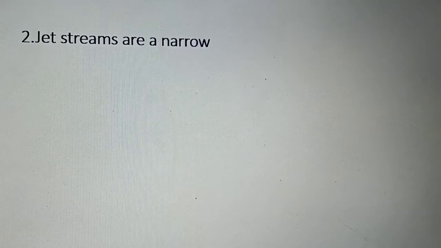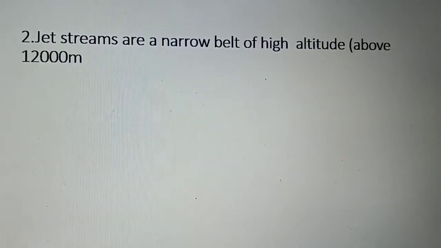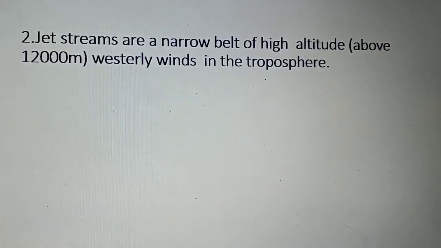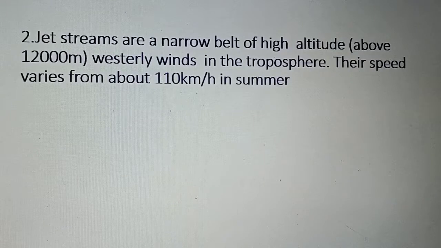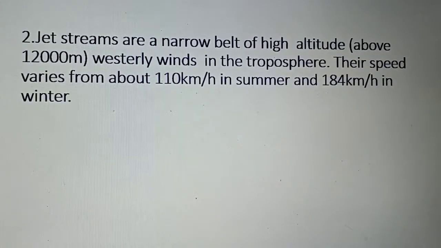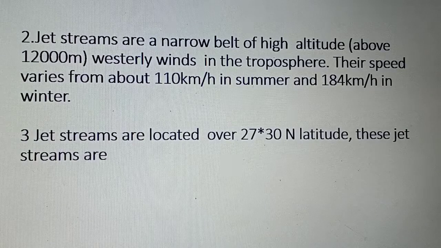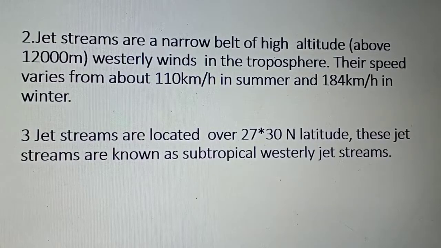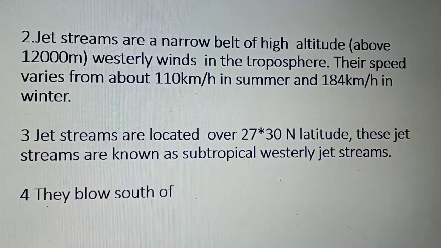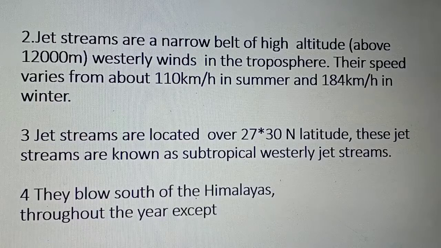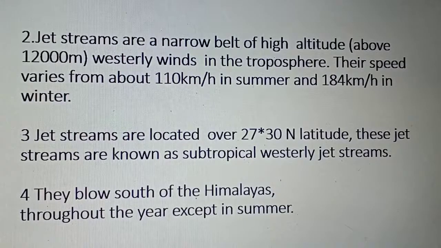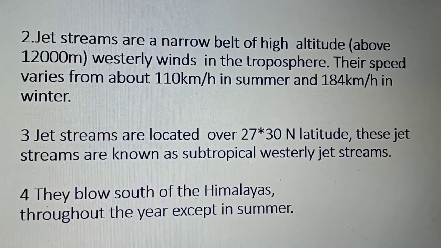Second, the jet stream. Jet streams are a narrow belt of high altitude westerly winds in the troposphere. They blow at high altitude above sea level, at about 12,000 meters. There are spheres like the troposphere, hydrosphere, and atmosphere. The speed of the jet stream in summer is 110 kilometers per hour, and in winter it is 184 kilometers per hour. These winds are at very high altitude and form a narrow belt.